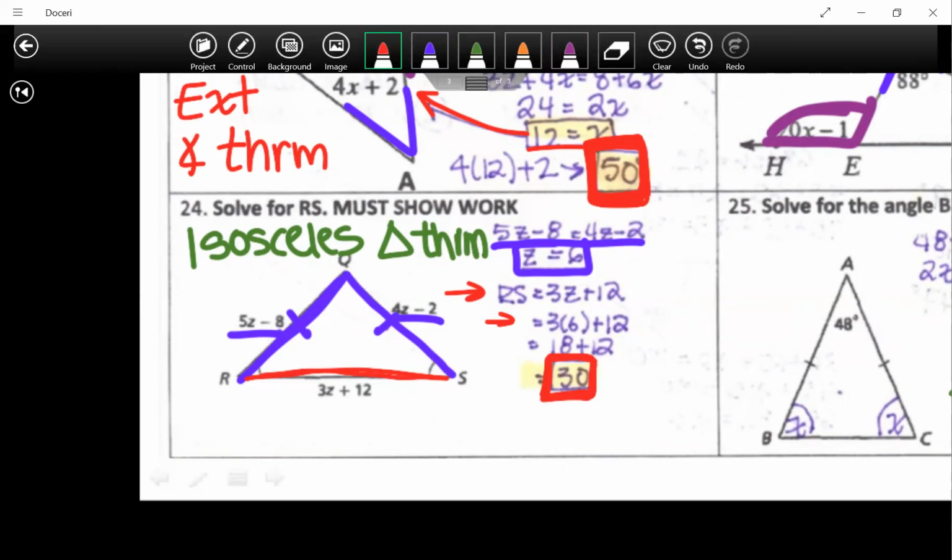5 times 6 is 30. 30 minus 8 is 22. 6 times 4 is 24. Minus 2 is 22.